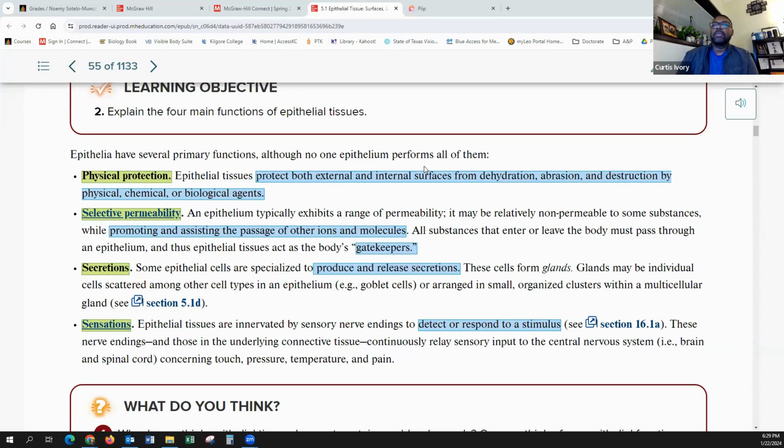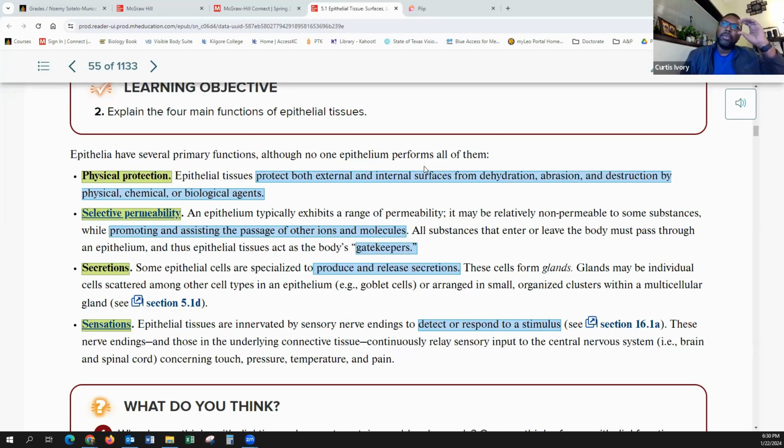It also is a physical and chemical barrier, so it protects us from chemicals from the outside world or biological agents. How I always say it is, our skin is essentially our first line of protection. It protects the inside of our body from the outside environment. It also has selective permeability, which means that it allows for promoting or assisting the passage of ions and molecules. So epithelial tissues essentially act as the body's gatekeepers. It allows things to come in or stay out, or vice versa.